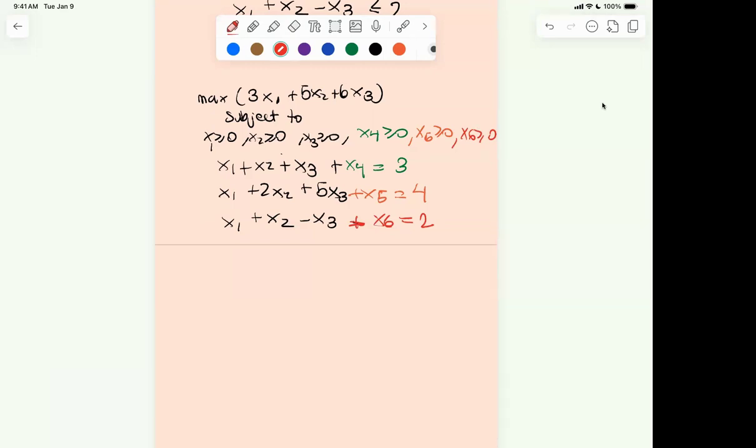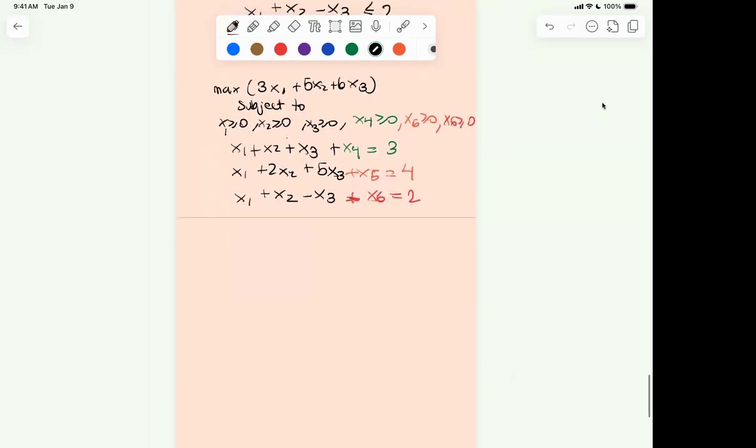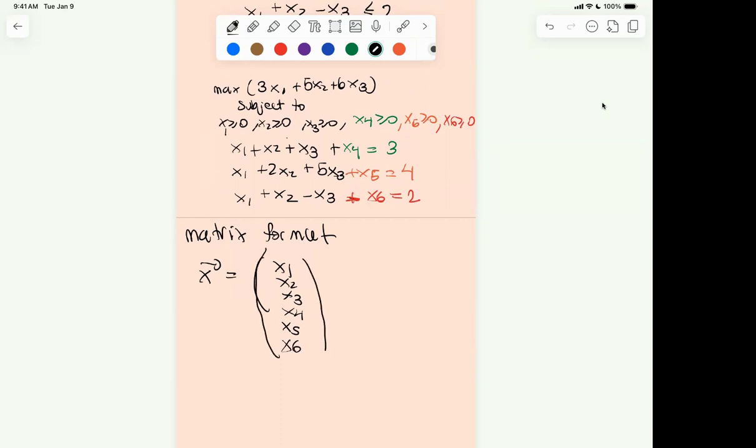So in the equation version of this system, the number of variables did grow, right? The price for changing everything into an equation is just extra variables. So what is the matrix format for this? Now our vector would be x1, x2, x3, x4, x5, x6, right?